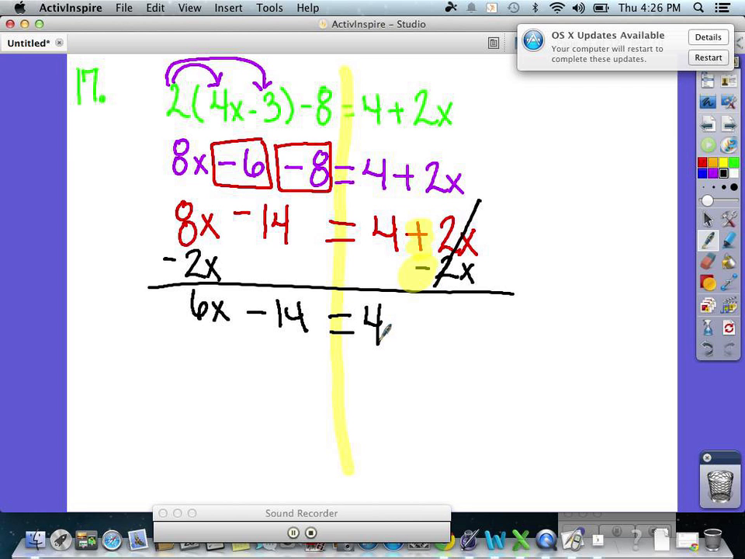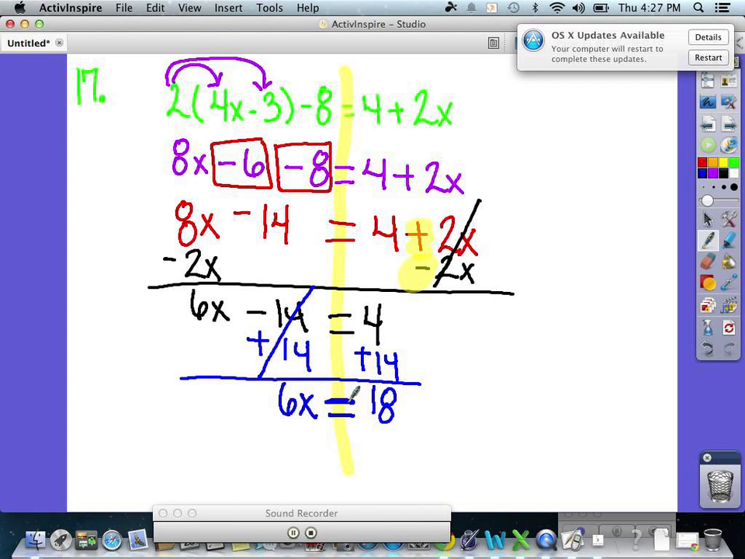Now I need to move my negative 14 to the other side. When I move it across the equal sign, it's going to be positive. So we're going to say plus 14 plus 14. That's going to cancel out over here. And this is going to be 18. And we're going to bring our 6x down. Remember, keep up with your equal sign. Don't lose it. You don't want things to run together.